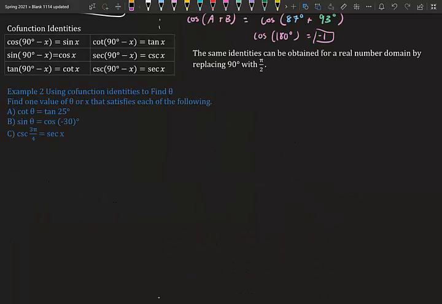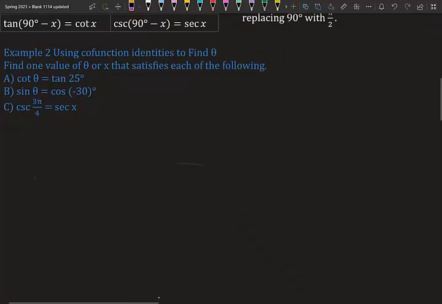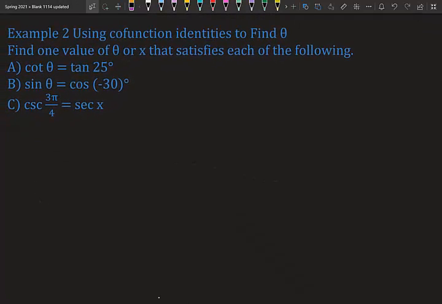Alright, cofunction identities. We've talked about these already, and we're going to use them again. Remember, cosine of 90 minus x equals sine x, sine of 90 minus x equals cosine x, tan of 90 minus x equals cotangent x, and then the reciprocals of those. Remember that you can use either 90 degrees or pi over 2, depending on whether you're working in radians or degrees. But 90 and pi over 2 are the same exact thing. So we're going to use cofunction identities to find theta.